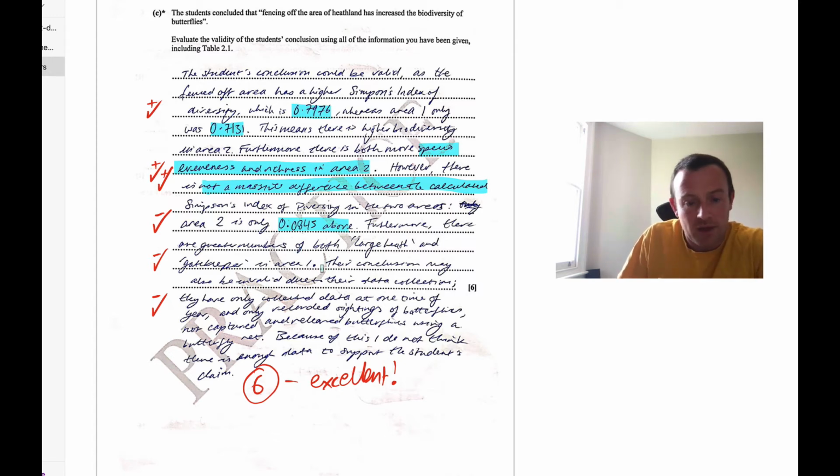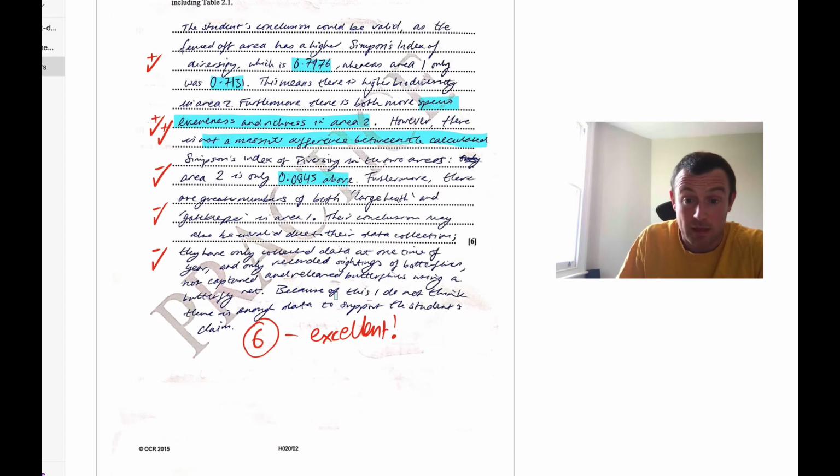And then they also, now they start to talk about the method as well, which they need to talk about. So the conclusion may also be invalid due to their collections. So they talk about the flaws in the method. They've only collected data at one time of year, and so on and so on.